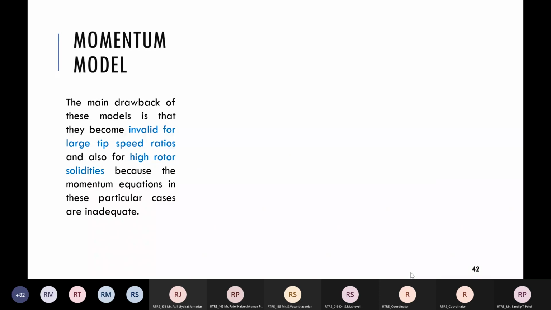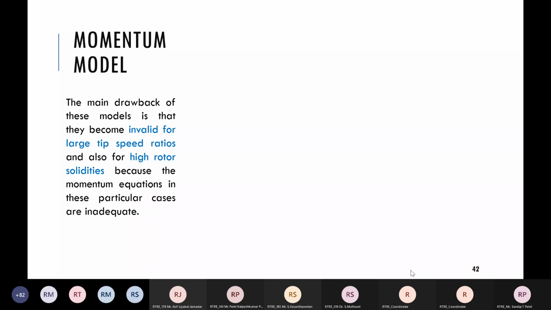One of them is the momentum model. There are a total of 3 momentum models, but their main drawback is that they are not valid for high tip speed ratios and high rotor solidities. So if the tip speed ratio is low and solidity is low, then this may perform well. We'll see them one by one.